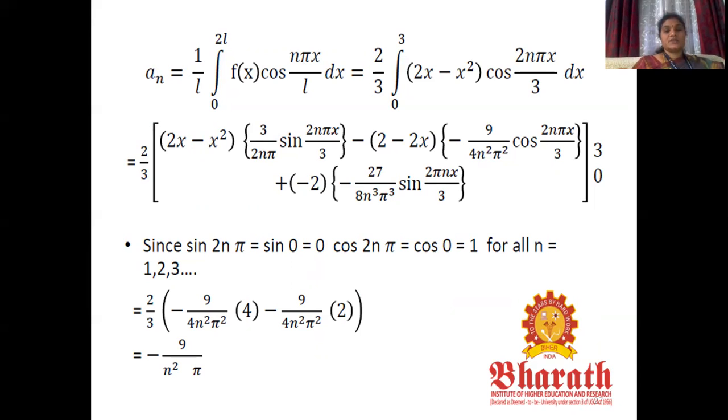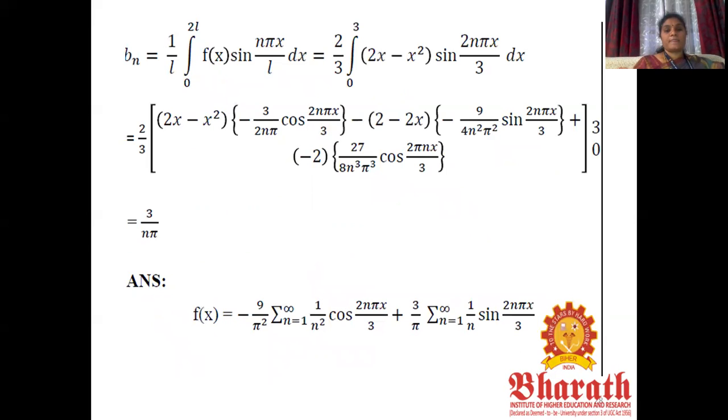So this is 3, taking the reciprocal, you get 3 divided by 2n pi into sine 2n pi x by 3, minus 2 minus 2x, that is u dash, v2 plus u double dash v3. After applying the limit from 0 to 3, we get the answer as 3 by n pi. Substituting all the values, we get the final Fourier series as f of x is equal to minus 9 by pi square summation n equal to 1 to infinity 1 by n square cos 2n pi x by 3 plus 3 by pi summation n equal to 1 to infinity 1 by n sin 2n pi x by 3.